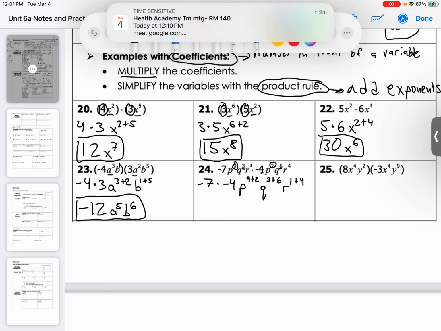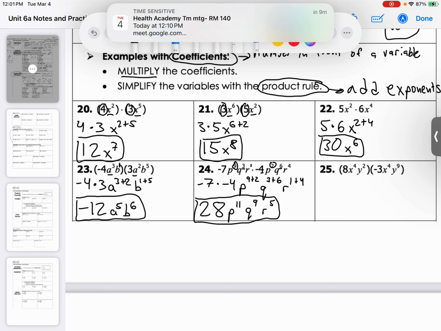Negative 7 times negative 4 is a positive 28. P to the power of 9 plus 2 would be p to the 11th. Q to the power of 3 plus 6 would be q to the 9th. R to the power of 1 plus 4 would be r to the 5th. Okay. And so that will be the final answer for number 24.